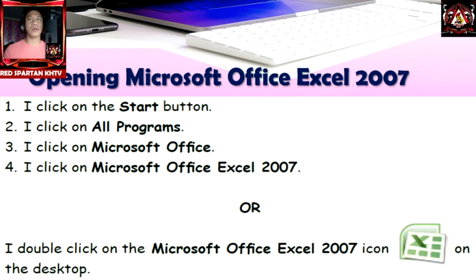So how do we open Microsoft Office Excel 2007? First, we click on the Start button. Next, we click on All Programs, and then we click on Microsoft Office, and then we click on Microsoft Office Excel 2007. Or we can just double click on the Microsoft Office Excel 2007 icon if we see it. Okay? Once you see this icon, it means that it is Microsoft Office Excel 2007.